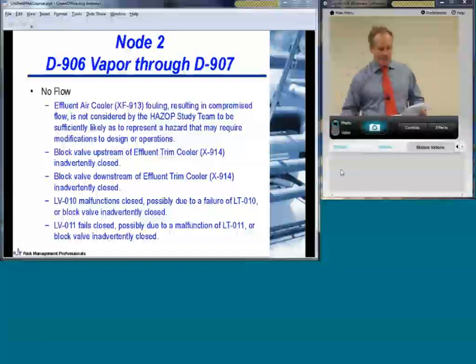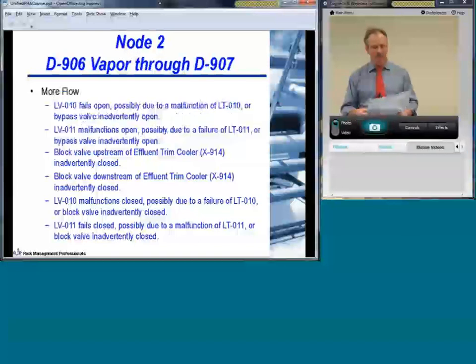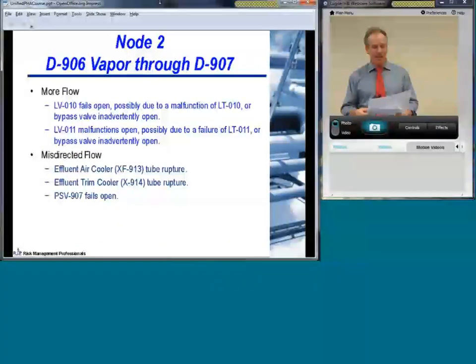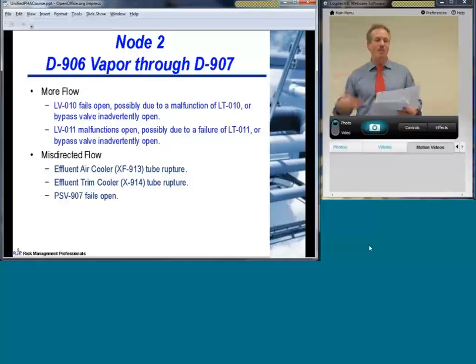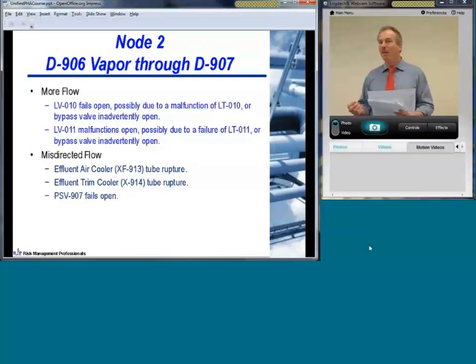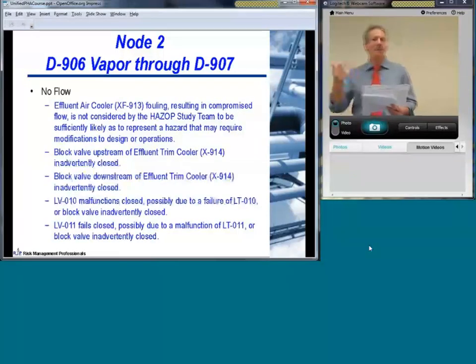Okay, so let's talk about more flow cases. In this particular case, there's not a whole lot more flow that can go on with XF913 or X914. You could look at the bypass valve on X914 as possibly a more flow case. However, keep in mind that when you bypass a heat exchanger like this, the biggest impact may be temperature. So in this particular case, you will think ahead and realize that it might not be a flow issue, but more of a temperature issue. So you're going to hold off on that bypass valve being open until you're ready to talk about temperature.